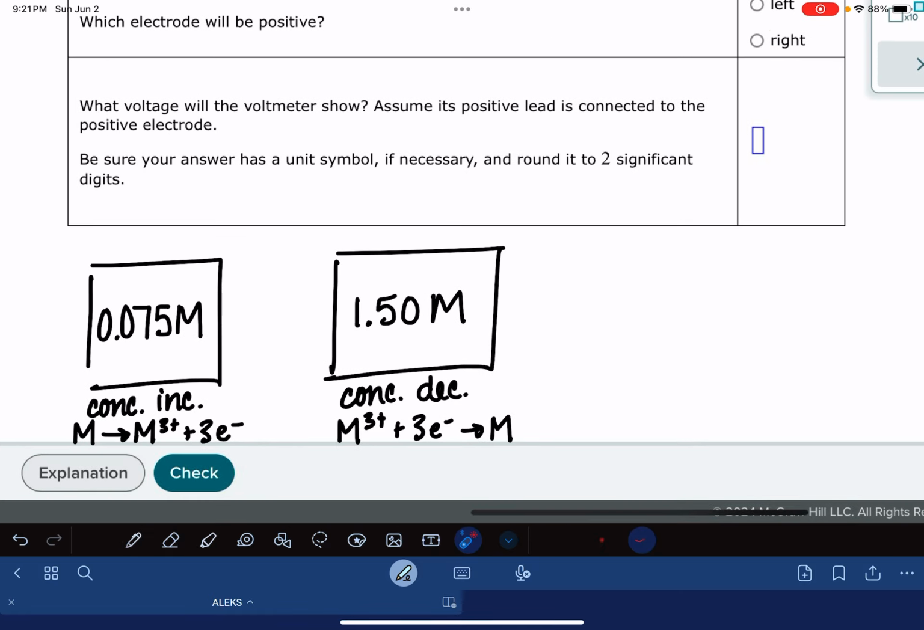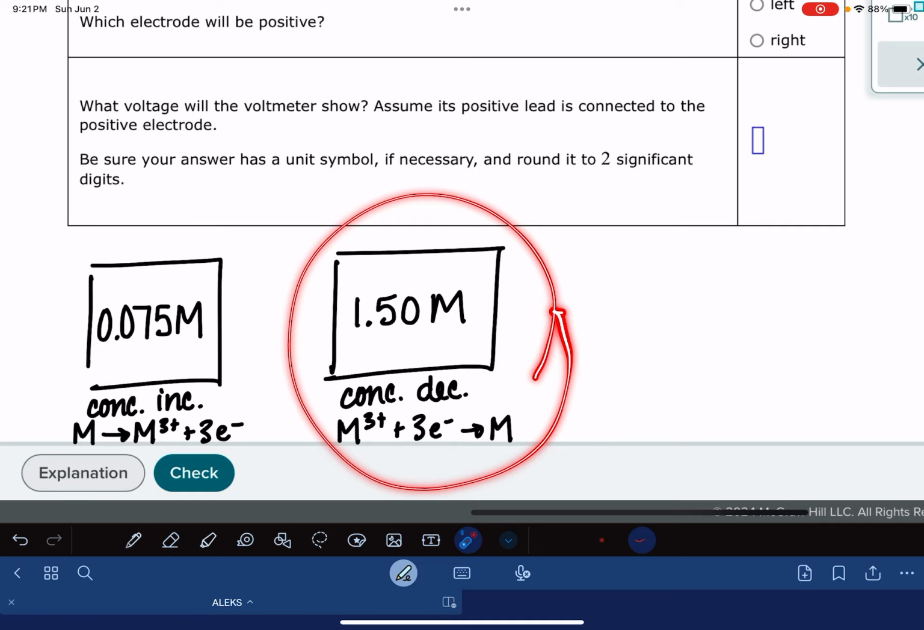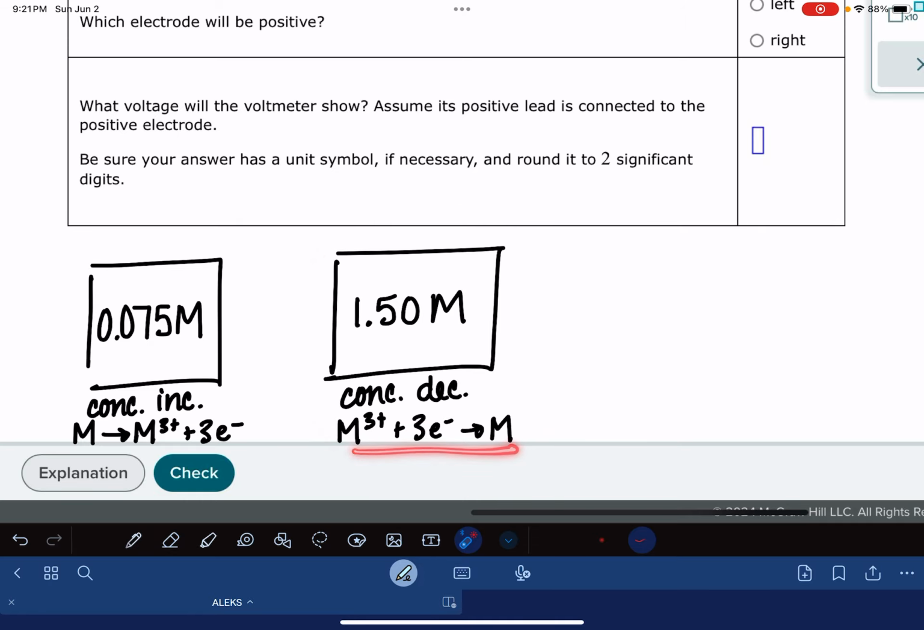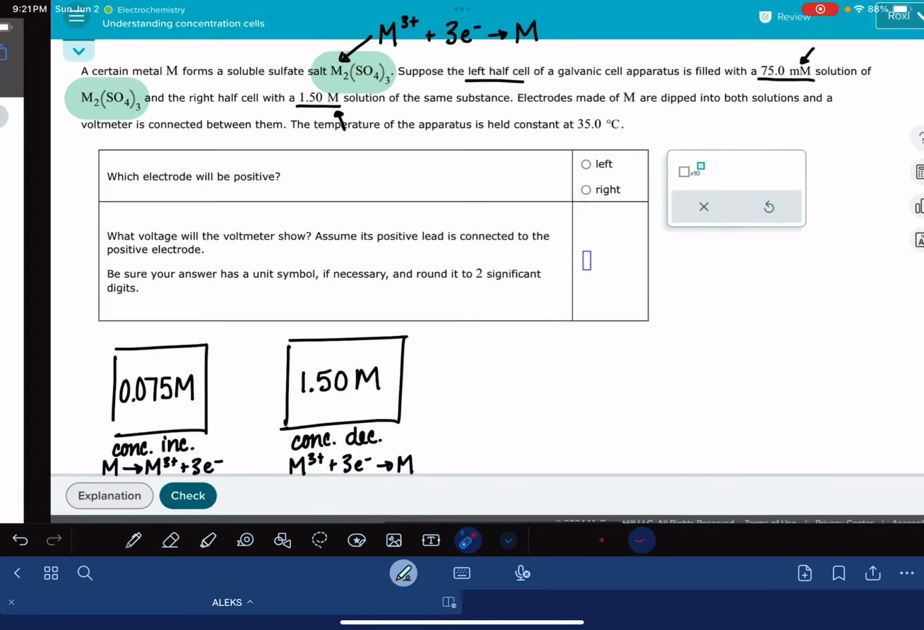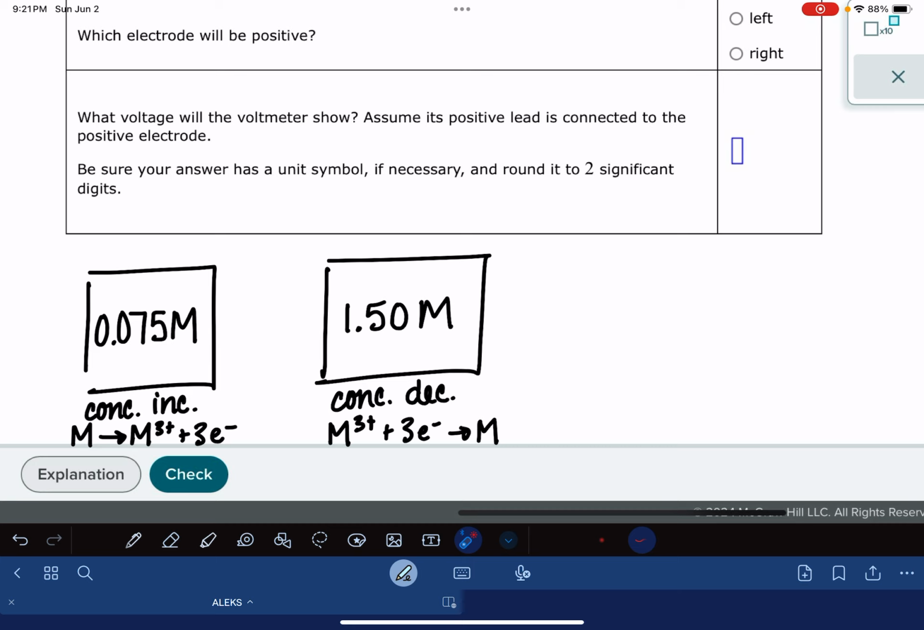And so your first step is assigning this situation. Whichever side of your cell, left versus right, has the lower concentration initially, that's the one that is going to have this oxidation reaction where you're losing electrons. And whichever side has the higher concentration, that's the one where you're going to be doing a reduction reaction. Okay, so now that I've got that figured out, the next thing that I need to do is figure out which direction the electrons are going to be flowing in this process.